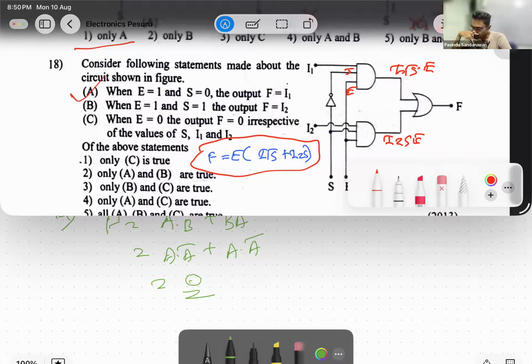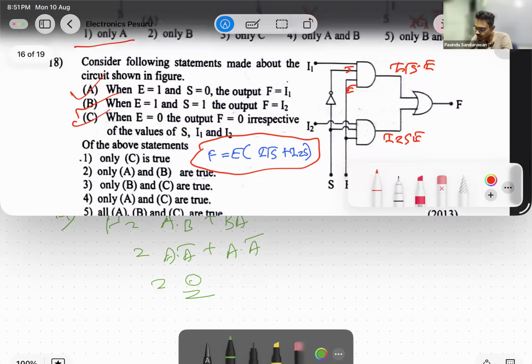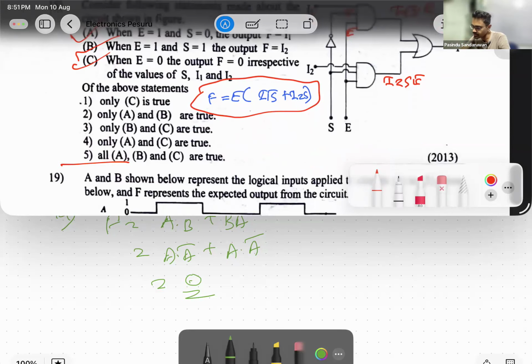So A is correct. B, when E equals 1 and S equals 1, the output is I2. That's also correct, no? See, S equals 1 means S bar is 0. That term is gone. Then S equals 1 means I2 S becomes I2 dot 1, I2. Then I2 dot 1 is I2, into E which is 1. That is I2 again. B is also correct. C, when E equals 0, the output F equals 0 irrespective of the value of S. That is correct, no? Because E is multiplied with the other terms. If E is 0, the whole thing becomes 0. All A, B, C are correct.